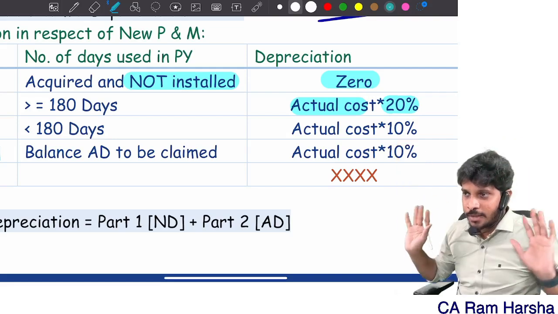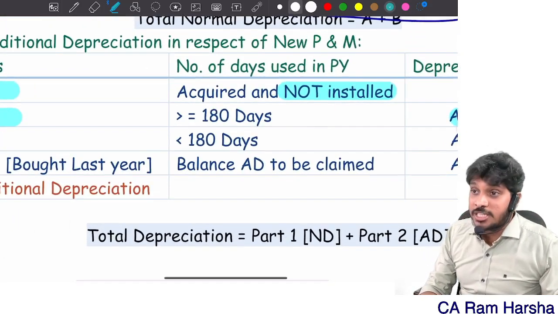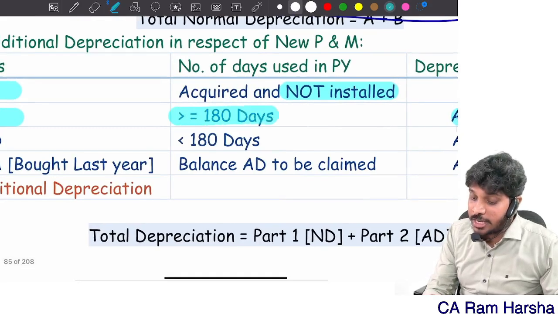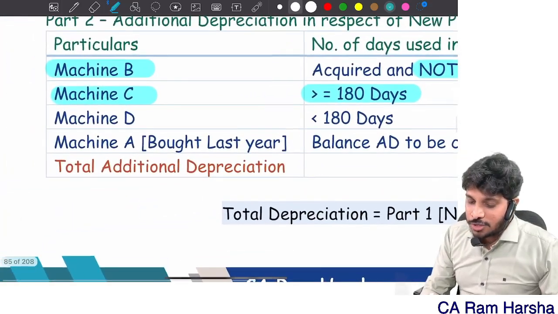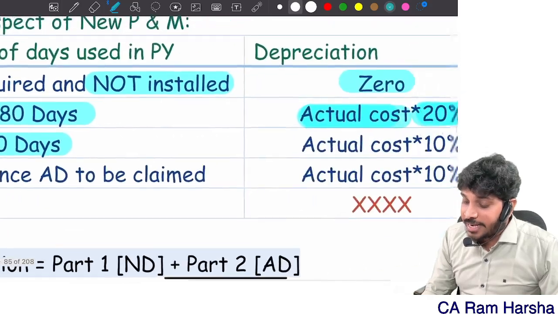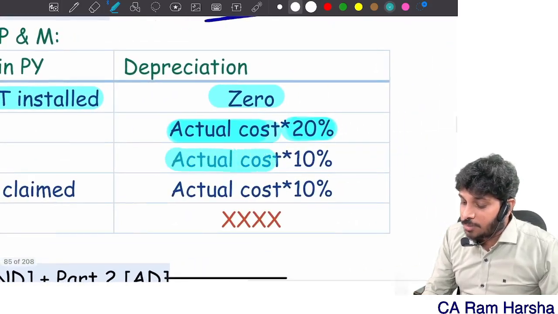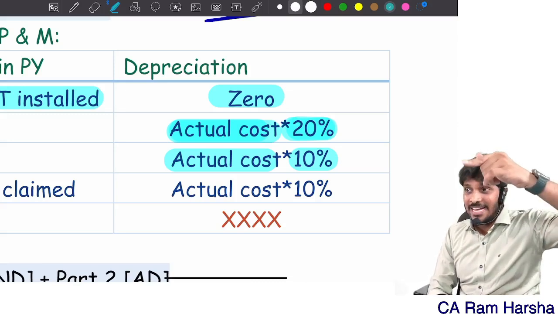All of you. Suppose, sir, the asset is installed. New machinery purchased, installed, sir. In this year only it is purchased and used for more than 180 days: actual cost into 20. Suppose I purchased another machine, sir, but in this year I used it for less than 180 days. Then additional depreciation is actual cost into 10%, because in this year you used it for less than 180.